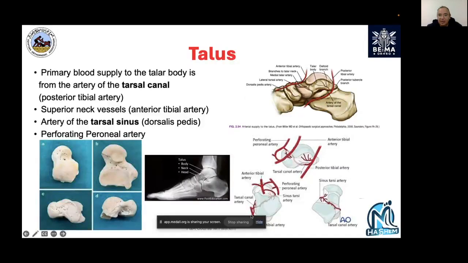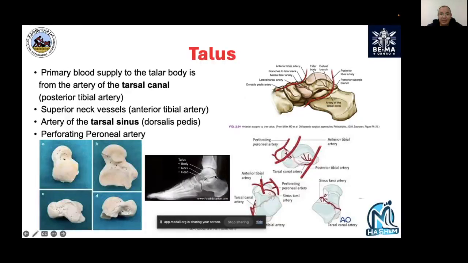So as you see, posterior tibial gives the artery of the tarsal canal, and anterior tibial gives the artery of the sinus tarsi. They anastomose inside the sinus tarsi, and this is where the main blood supply of the talus comes from. You have some perforator from the peroneal artery. You have some supply to the neck from the anterior tibial, or the dorsalis pedis actually. But the main supply is from the artery of the tarsal canal of the posterior tibial and the artery of the sinus tarsi of the anterior tibial.